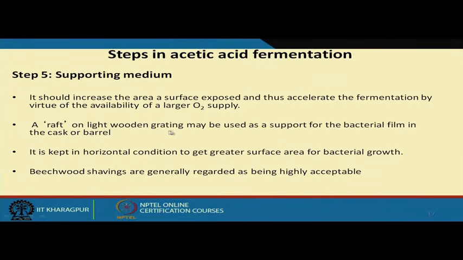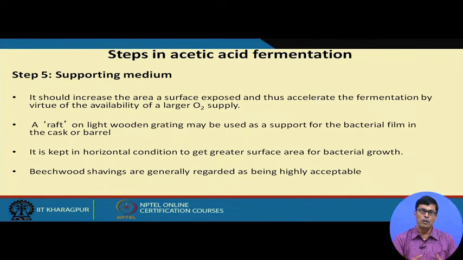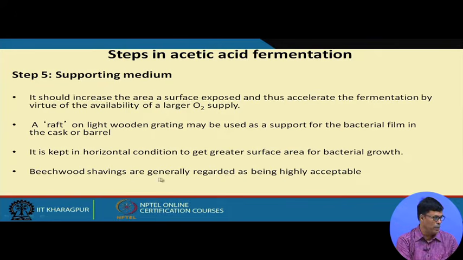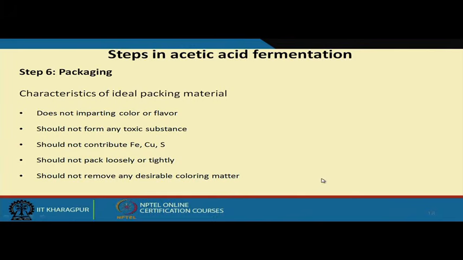The wrapped or light wooden grating may be used as a support for the bacterial film in the casks or barrels. It is kept in a horizontal position to get the greater surface area for the bacteria. We know that more is the surface area, more the organism will be attached to the surface. So if the concentration of the organism is more, then the rate of conversion of ethanol to acetic acid is expected to be more, because of which beechwood shavings are generally regarded as a highly acceptable material for this.